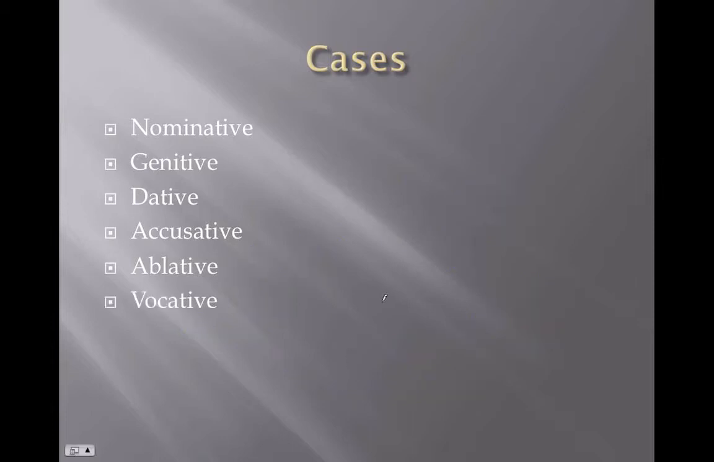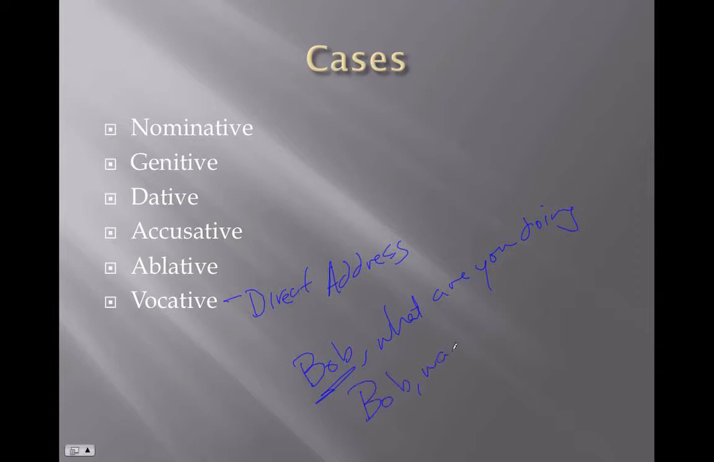And finally, that sixth case that I mentioned at the beginning, the vocative. And this is direct address. We use the vocative for direct address. Right, so if I say, Bob, what are you doing? This form here will be in the vocative, right? Or Bob, watch out. Again, I'm addressing Bob, and therefore Bob's going to be in the vocative case.